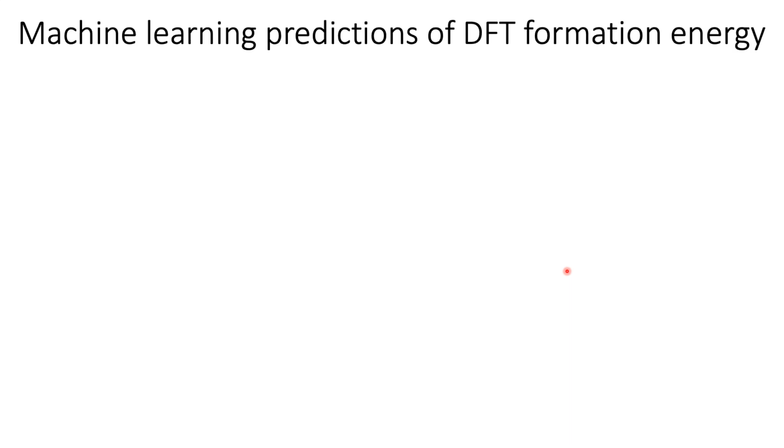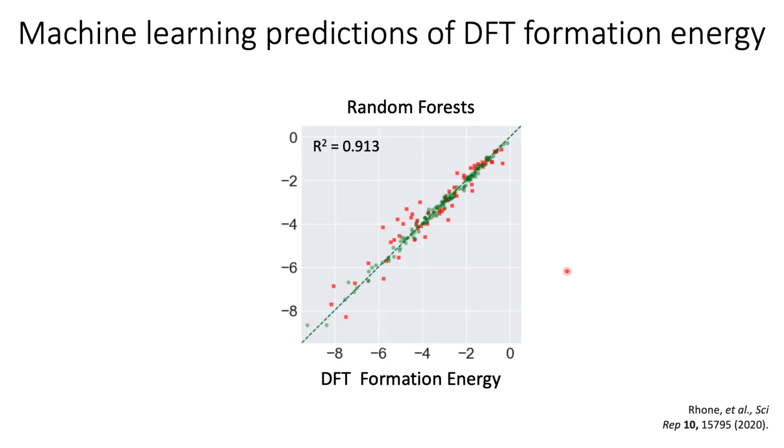Now, we not only care about predicting the magnetic moment, we also care about the chemical stability. So we can use formation energy and ML to predict values for potentially chemically stable compounds. We can do this for random forests with DFT formation energy on the horizontal axis and predictions of DFT formation energy on the vertical axis. Again, the guide to the eye is this dashed line. All the points are falling fairly close to the line, so the machine learning model is performing fairly well.